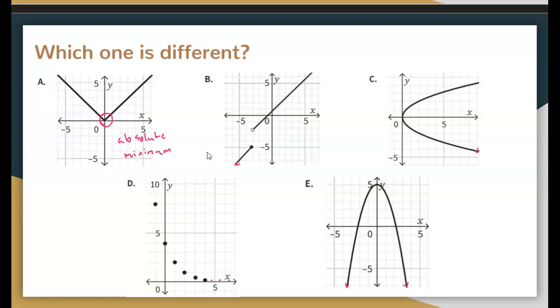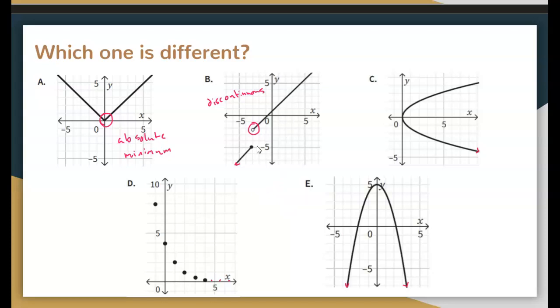Now let's look at B. You may have noticed on B that it has an open dot. It's the only one that has an open dot. That is an unincluded endpoint. Or also that it jumps here. It jumps from this open dot to this closed dot, which makes this a discontinuous graph. That's what we mean by discontinuous. It means otherwise it's continuous, but there is a jump in it, or several jumps between the continuous parts. So this is a discontinuous graph and the only one with an open endpoint.